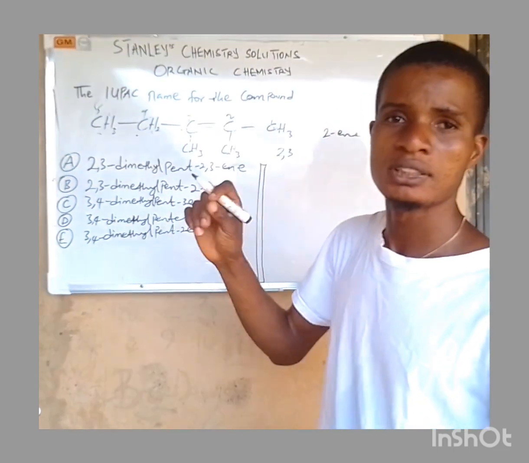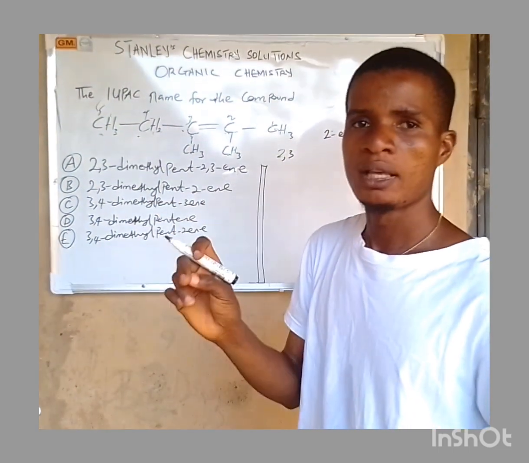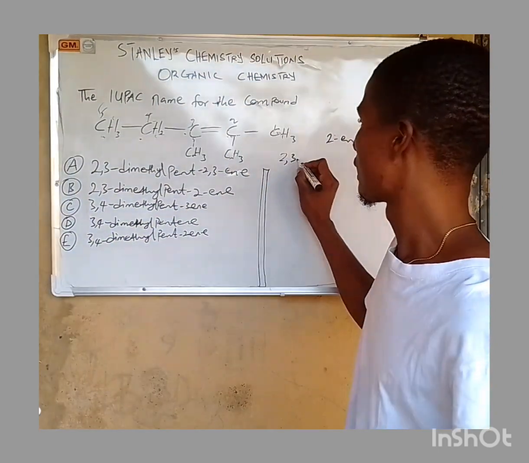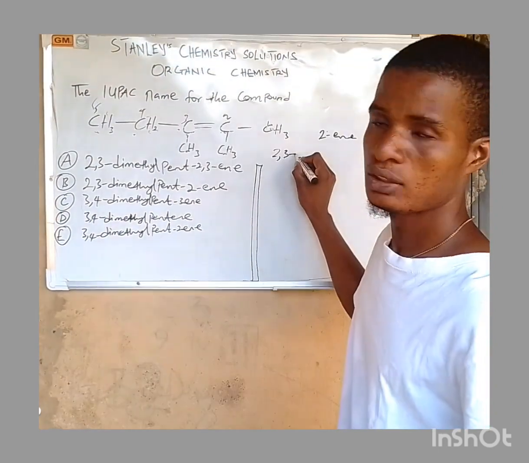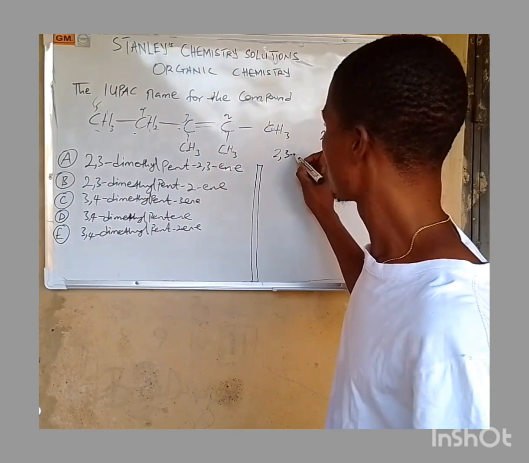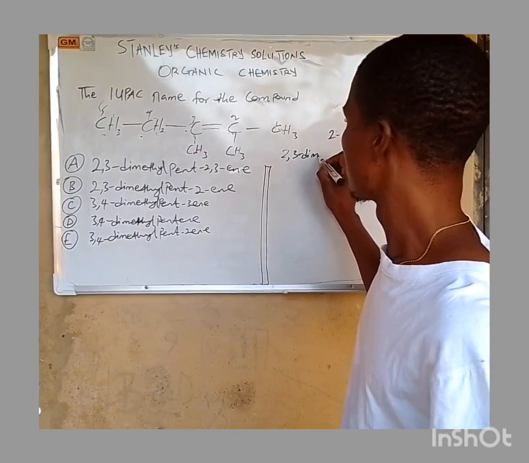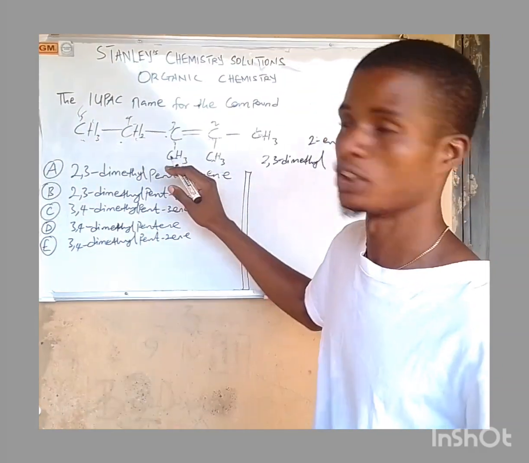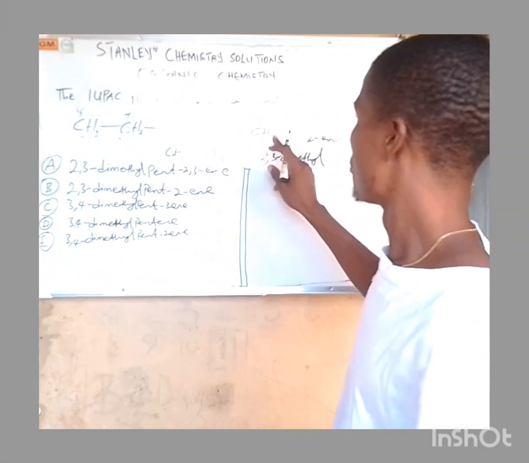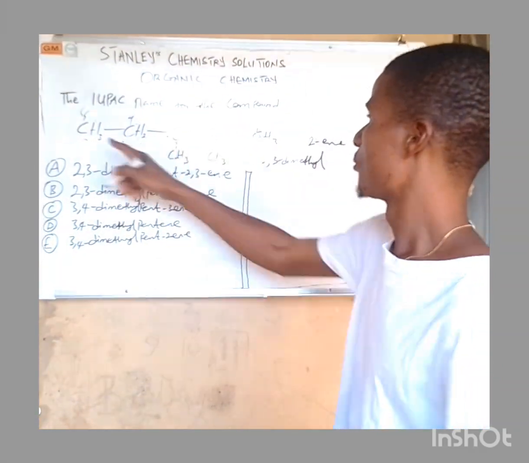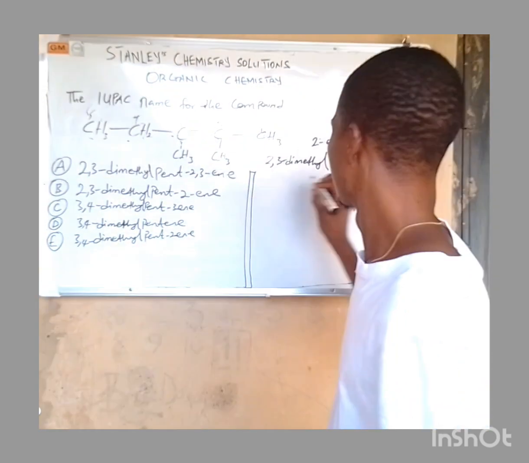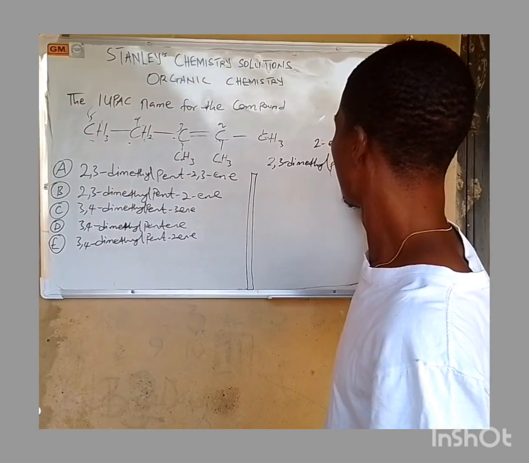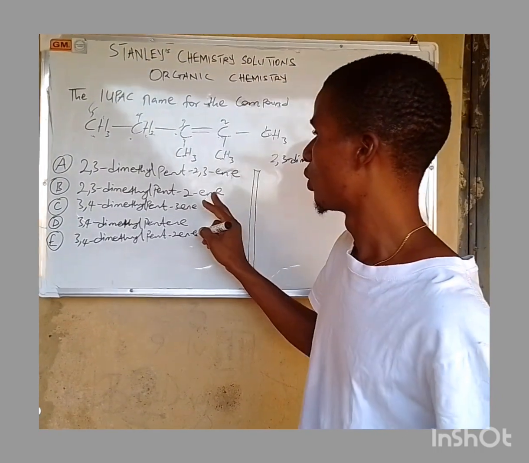When you are separating two numbers, you use a comma. But when you want to link a number and a letter, you use a hyphen. So this is 2,3-hyphen, right? 2,3-dimethyl. We have known the side chain. Then the parent name is what now? Pent-2-ene, right? Pent-2-ene. 2,3-dimethylpent-2-ene. That is option B.